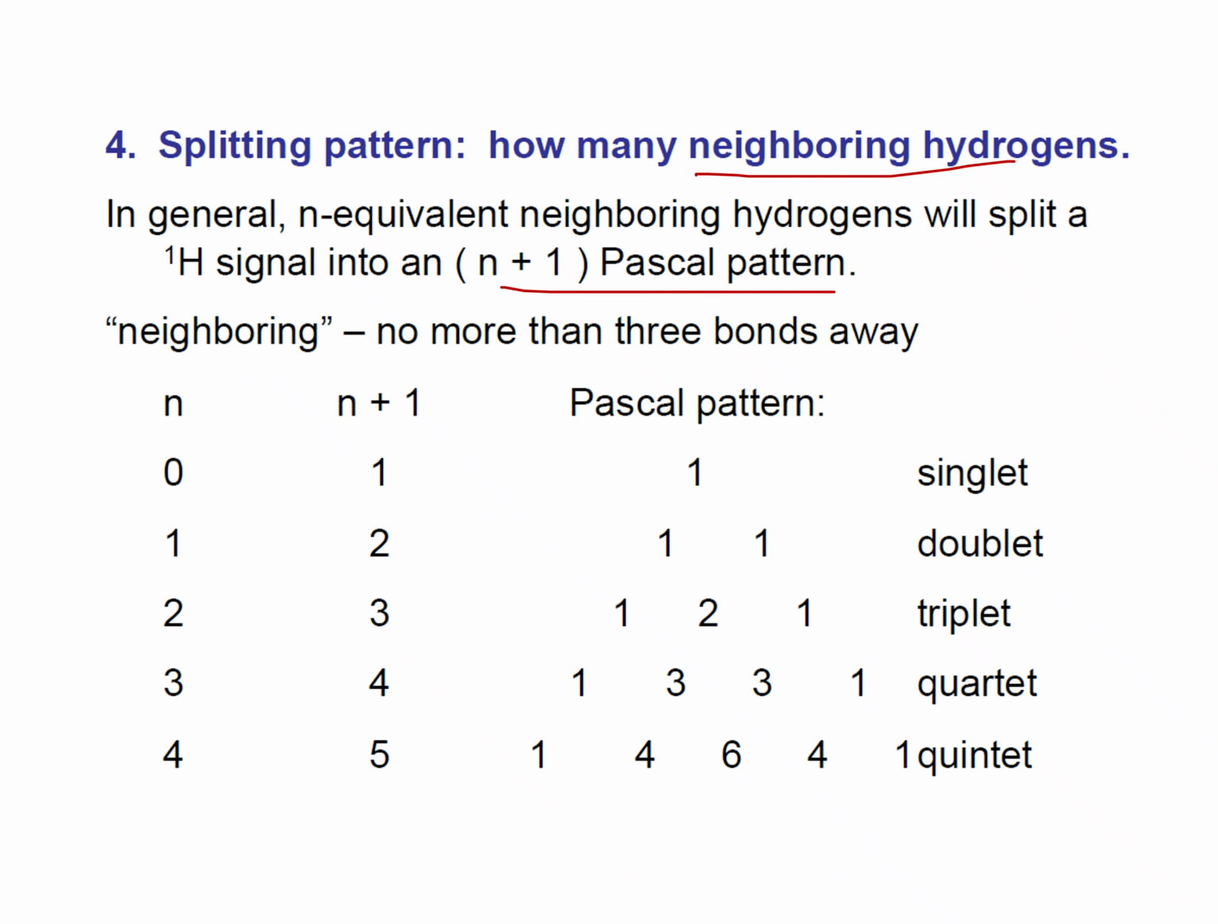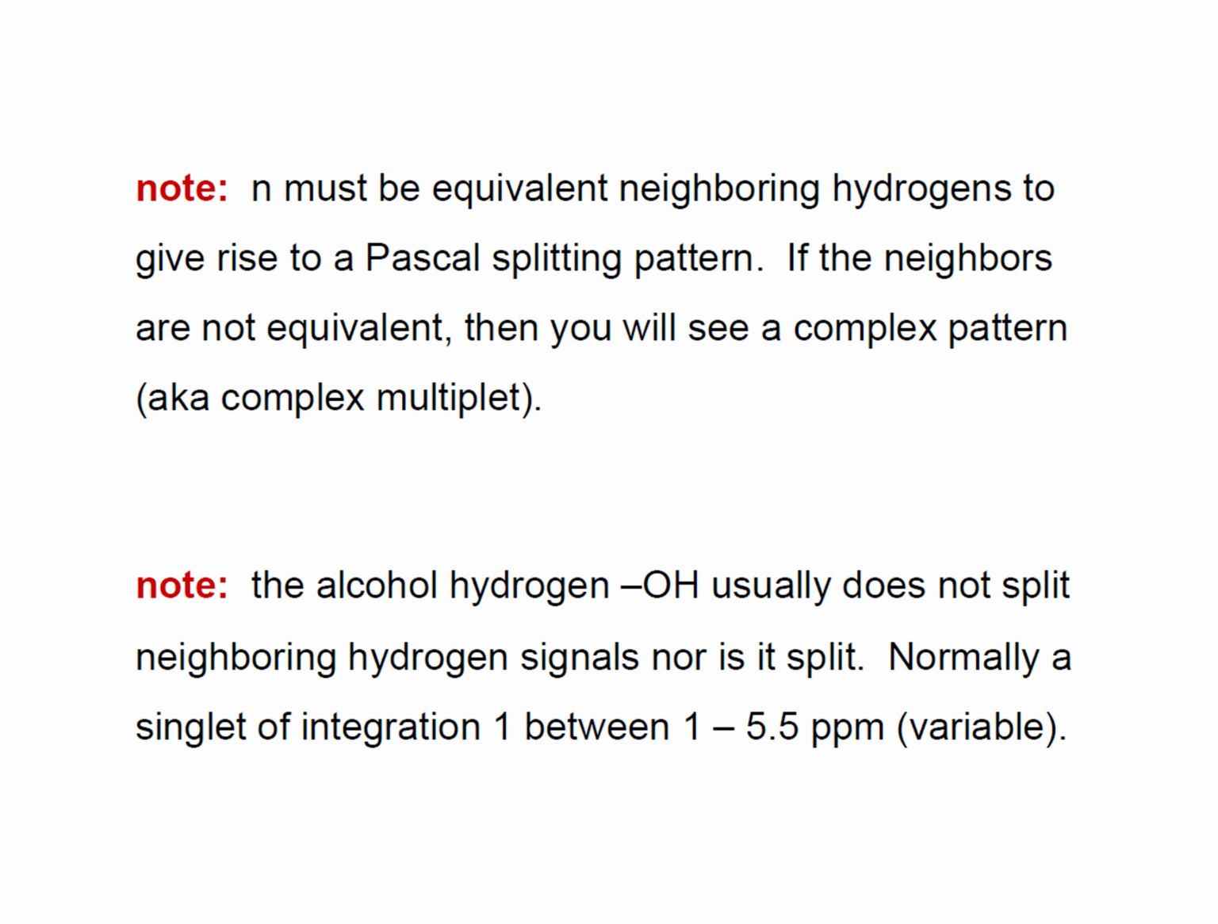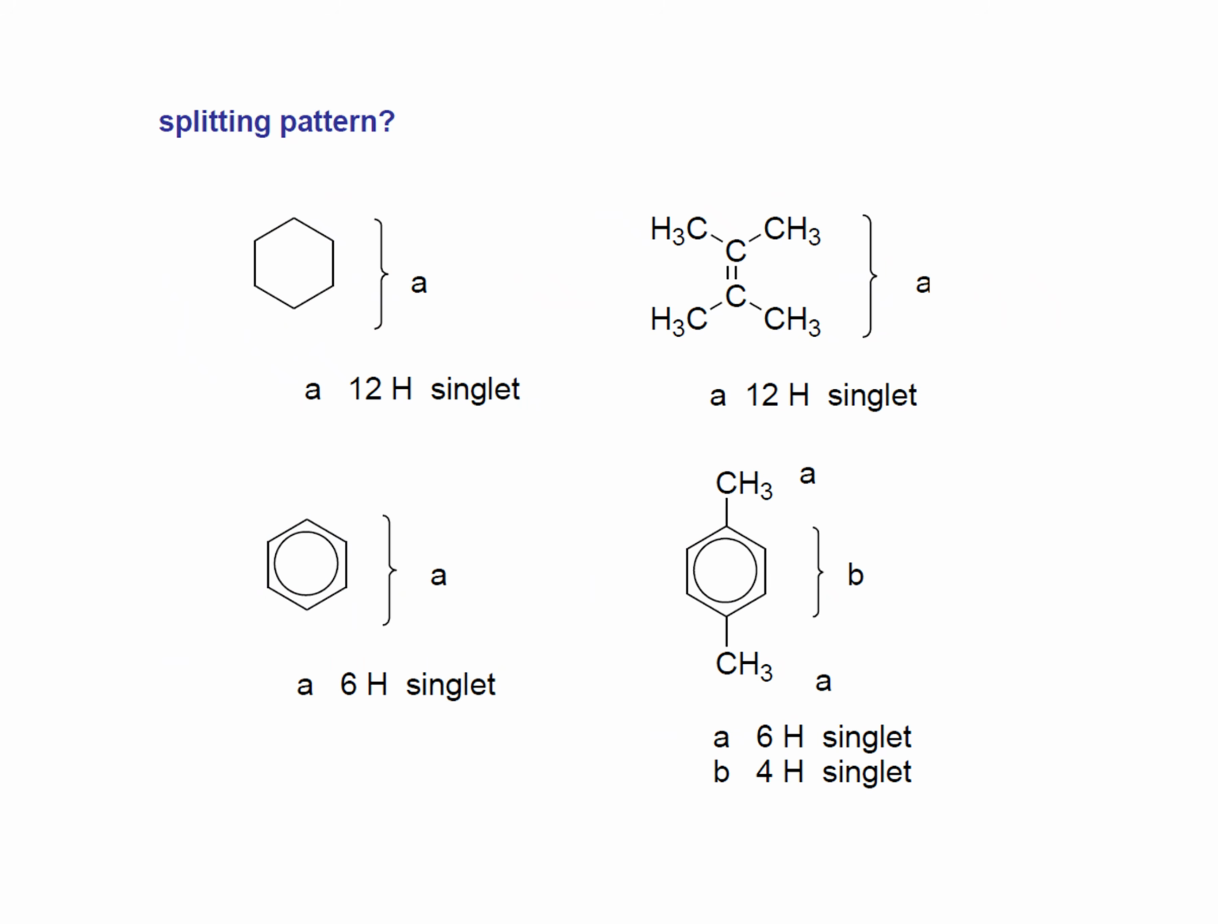So singlet, doublet, triplet, quartet, quintet. We'll discuss this in upcoming slides. So n must be equivalent neighboring hydrogen to give rise to the Pascal splitting pattern. If the neighboring hydrogen are not equivalent, then you will see a complex pattern. So how is the splitting pattern produced? We have already learned single environment, 12 hydrogen, and that would be a singlet, because one environment. That would also be a singlet because of the single environment. No difference.